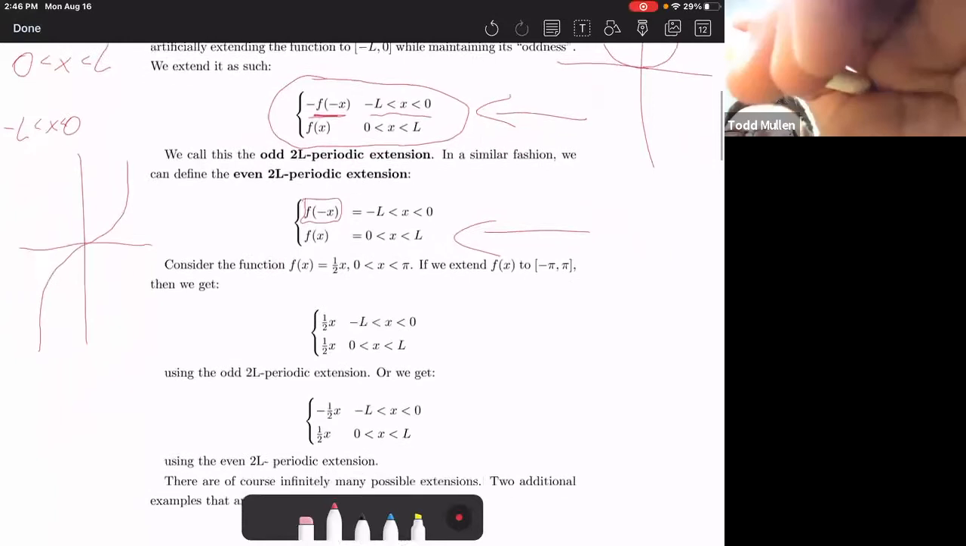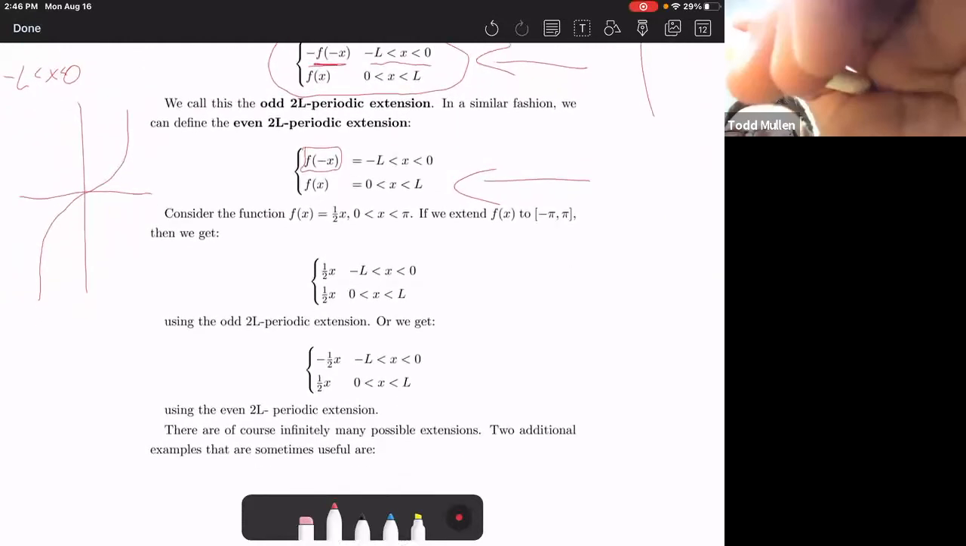Let's look at this in practice. Consider the function f of x is equal to 1/2 x from 0 to pi. So we know what 1/2 x would look like over the entire Cartesian plane, but we're only defining it from 0 to pi. Now, if we extend it to negative pi to pi, we could use the odd periodic extension, and that would give us exactly what we would envision.